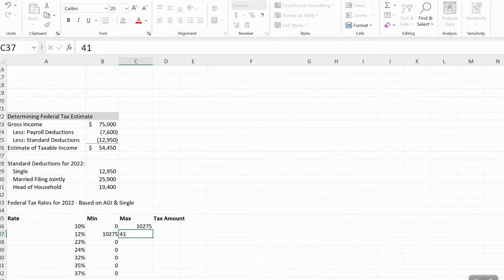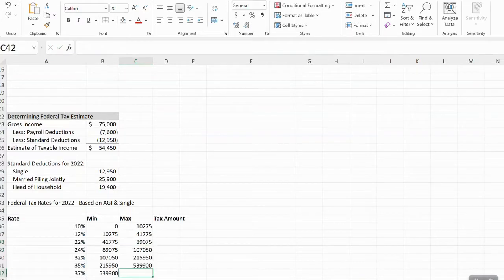So the max for 12% is 41,775. The next bracket is 89,075. If you make over 539,900, that residual money is taxed at 37%.